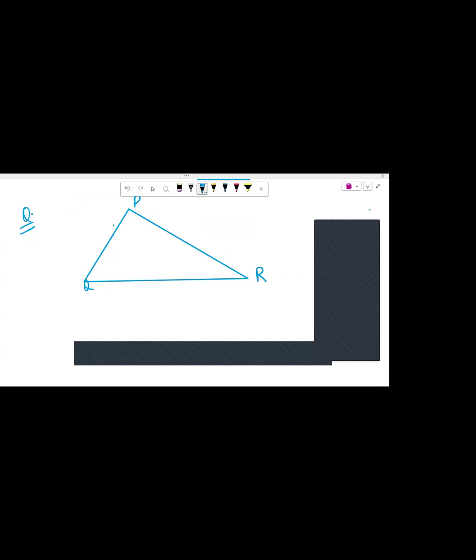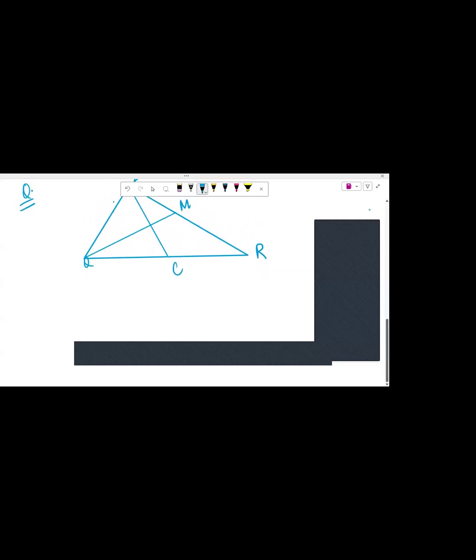Oh wait, I'm sorry, maybe I dictated the wrong question. So you have to draw a triangle where PC is one altitude and QM is another altitude. So these are the two altitudes, okay? PC and PM are the altitudes. Fine? You just have to draw the altitudes of the triangle. You all understand the question? Yes, ma'am.